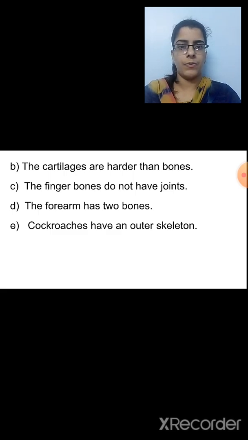Then, fourth, the forearm has 2 bones. Our forearm has 2 bones. Yes, this statement is true. Cockroaches have an outer skeleton. Yes, cockroaches do have an outer skeleton, and we have studied that the outer skeleton of the cockroach is hard, made up of a number of plates. So this statement is also true. Cockroaches have the outer skeleton.